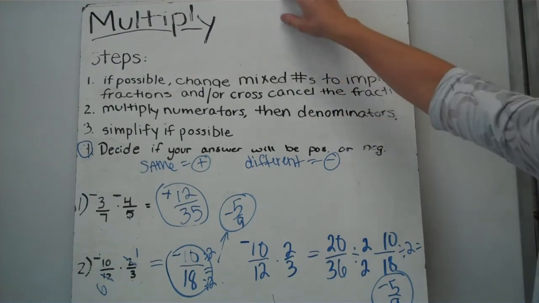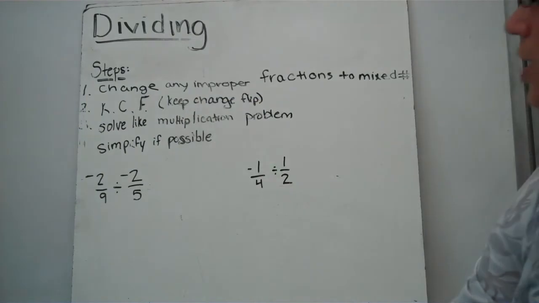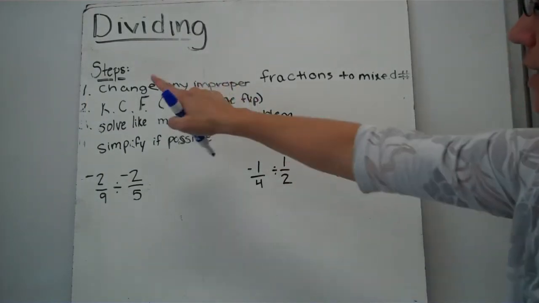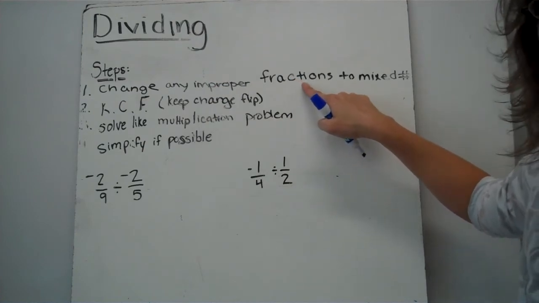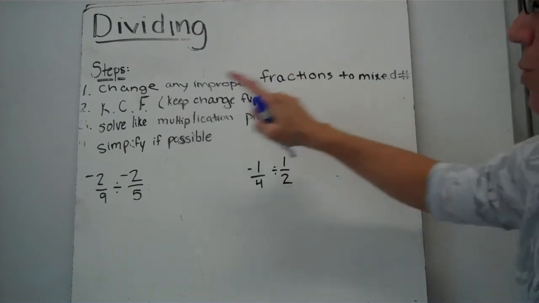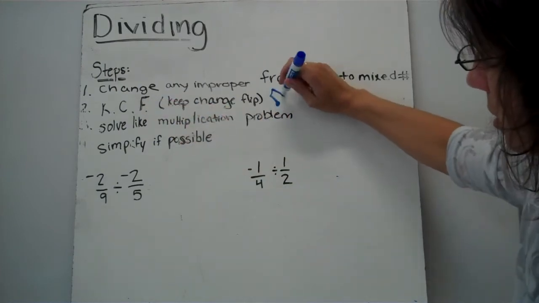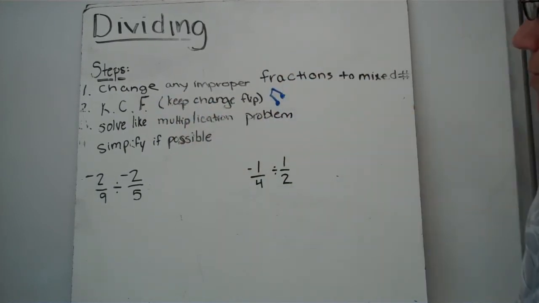-5/9. All right, let's try some division now. Go ahead and jot down the steps. For dividing, we're going to change any mixed numbers to be improper. Really important first step. We're going to be doing some keep, change, flip. I also have a song that helps me remember the steps, and I'll share it with you in a minute.